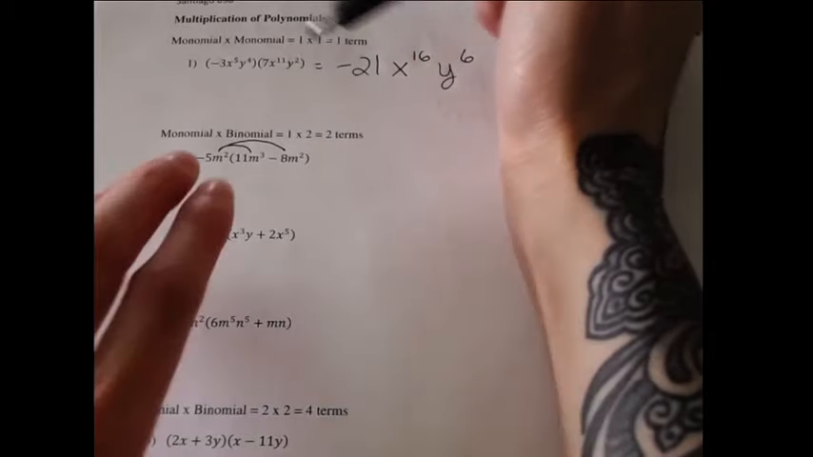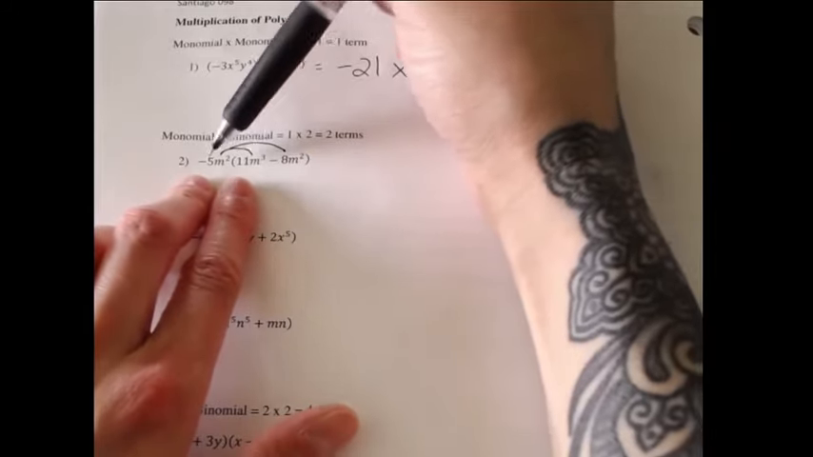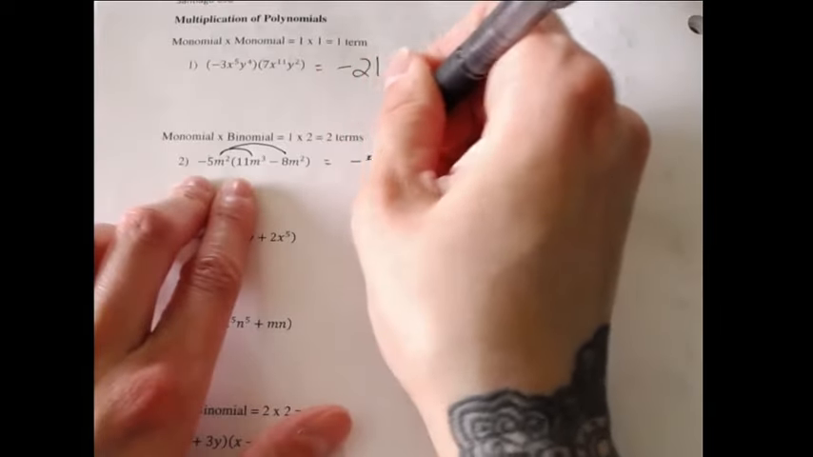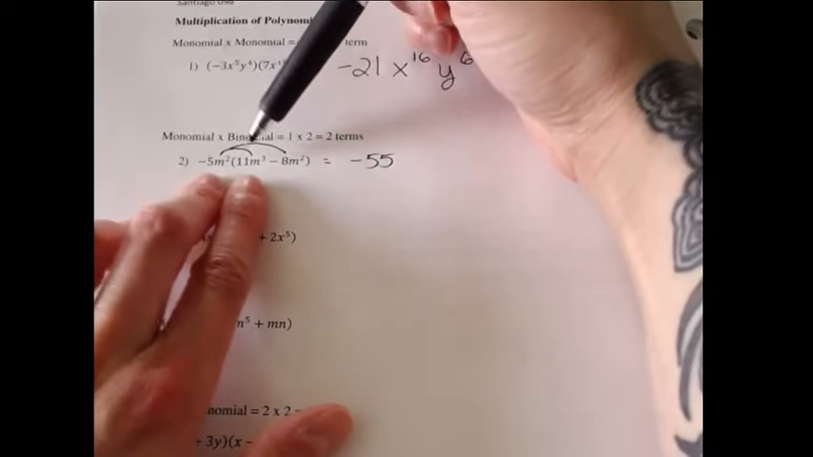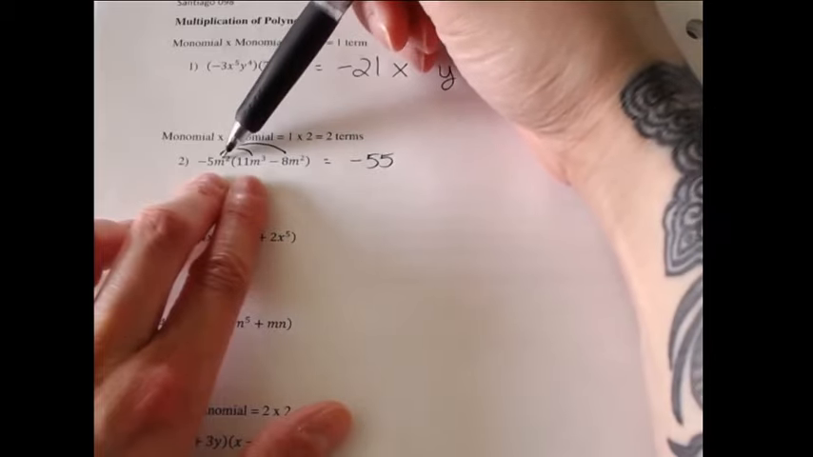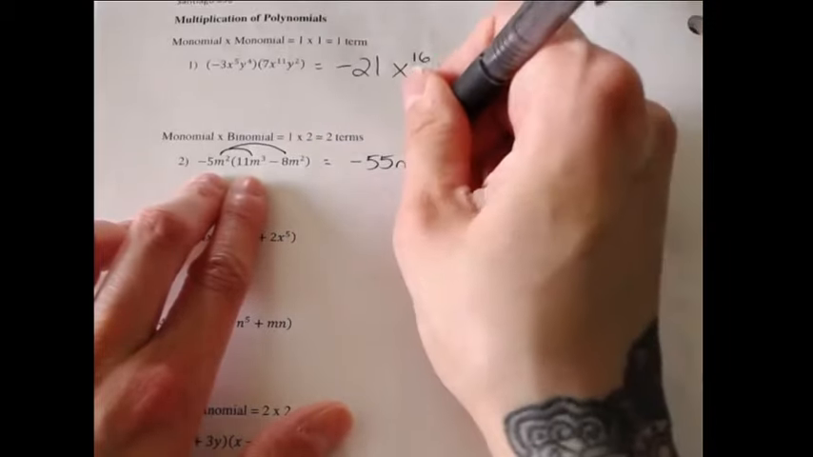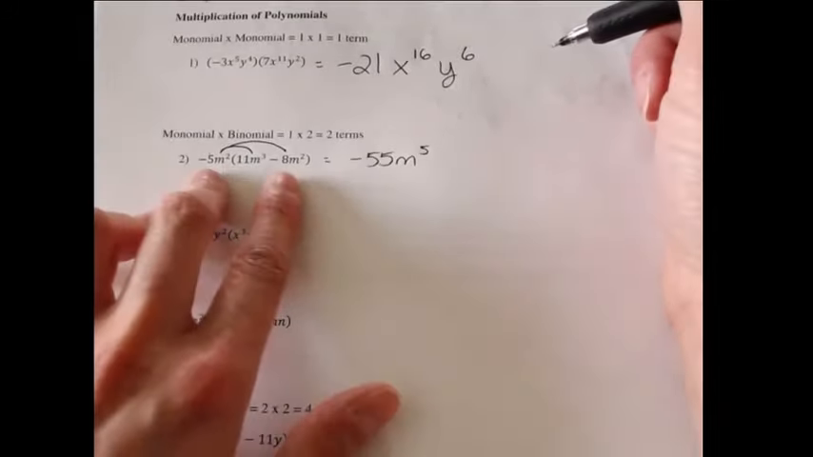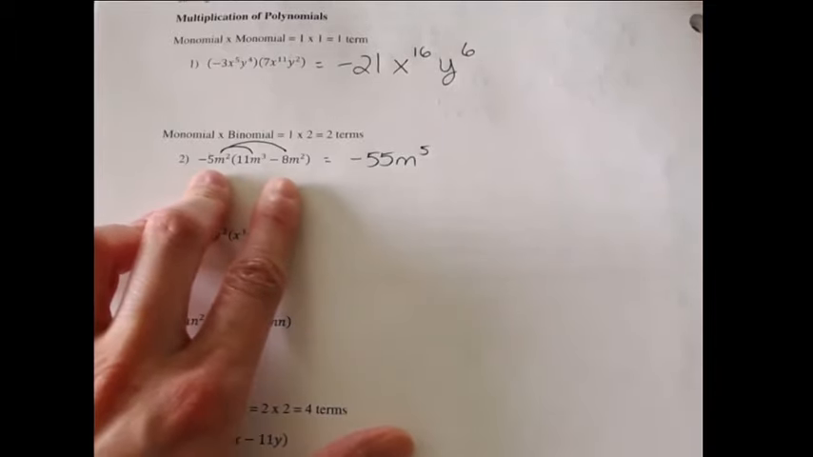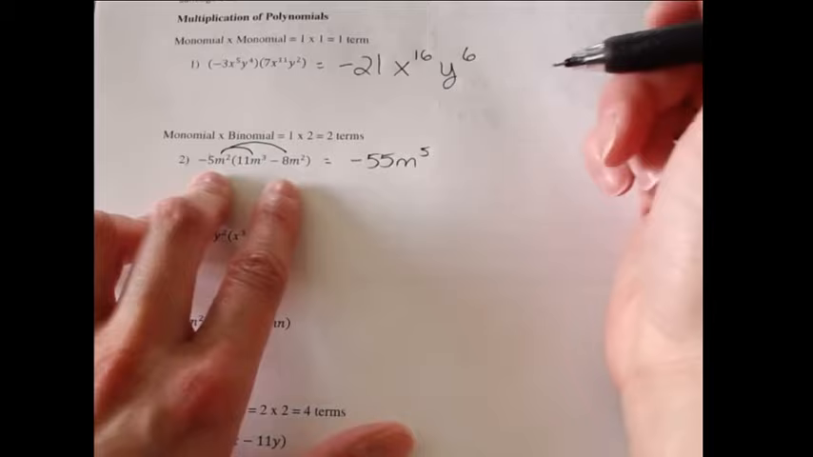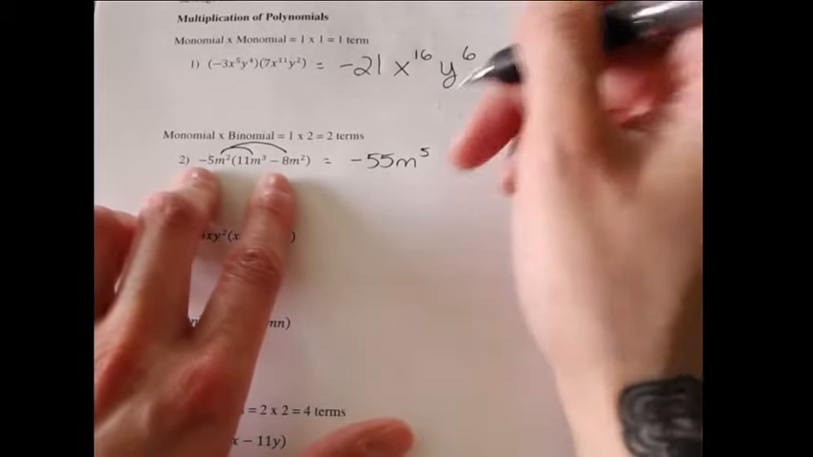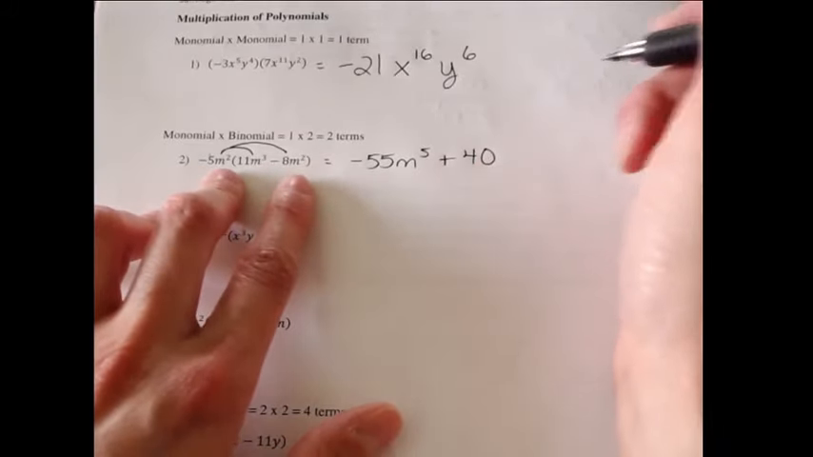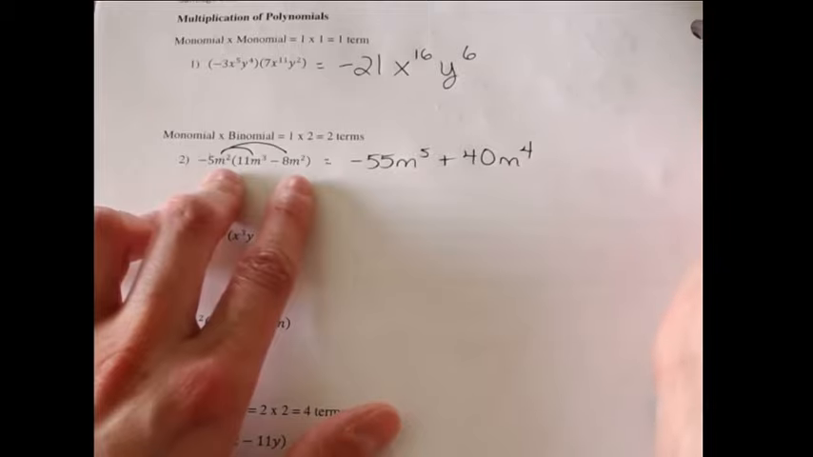All right. Let's start here with our first pair. A negative 5 times 11 is a negative 55. And an m to the 2nd times m to the 3rd, keep the base, add the powers. That is going to be m to the 5th. Awesome. Next, we're going to distribute the negative 5m to the 2nd times a negative 8m to the 2nd. A negative 5 times a negative 8 is a positive 40. And an m to the 2nd times m to the 2nd is keep the base, add the powers.